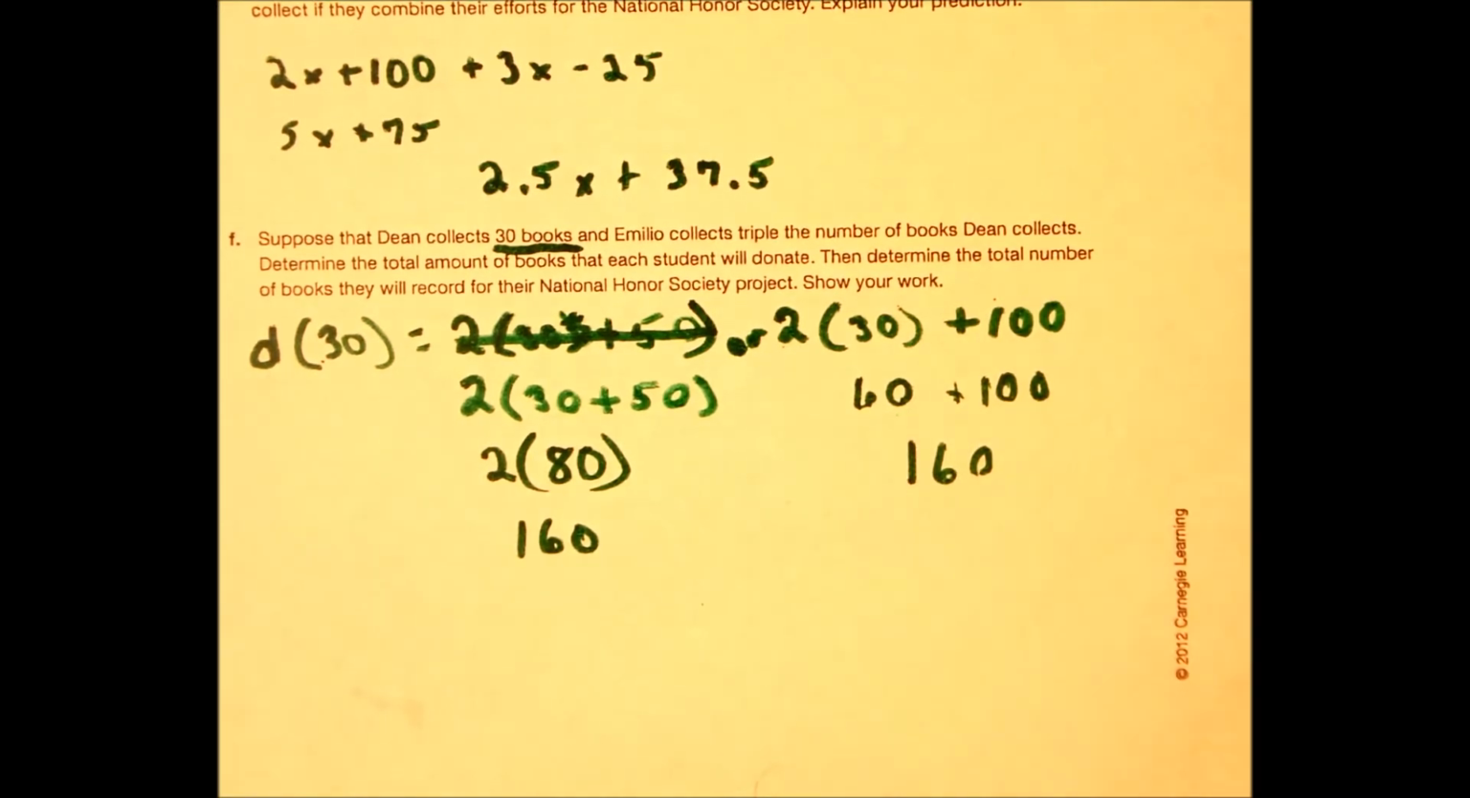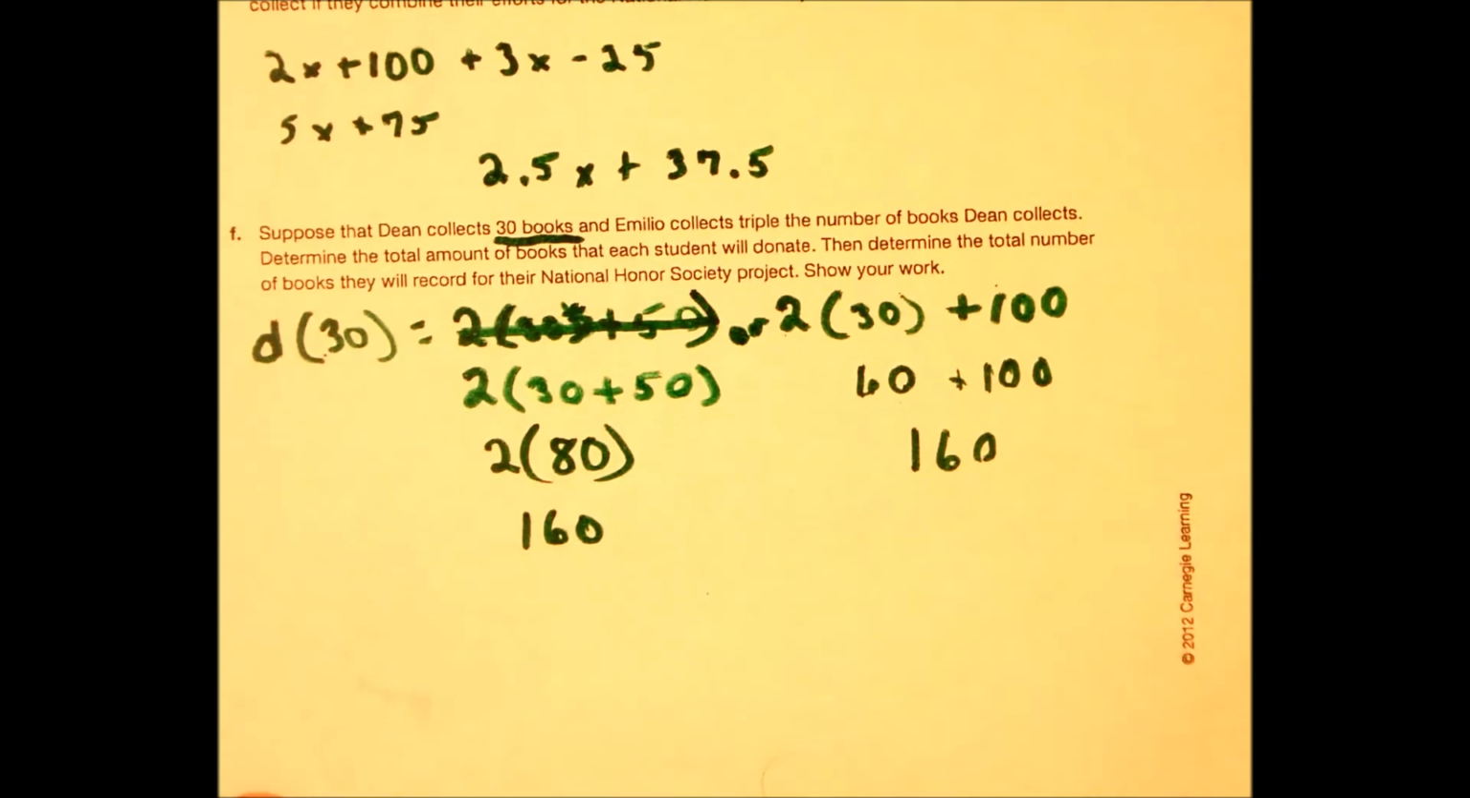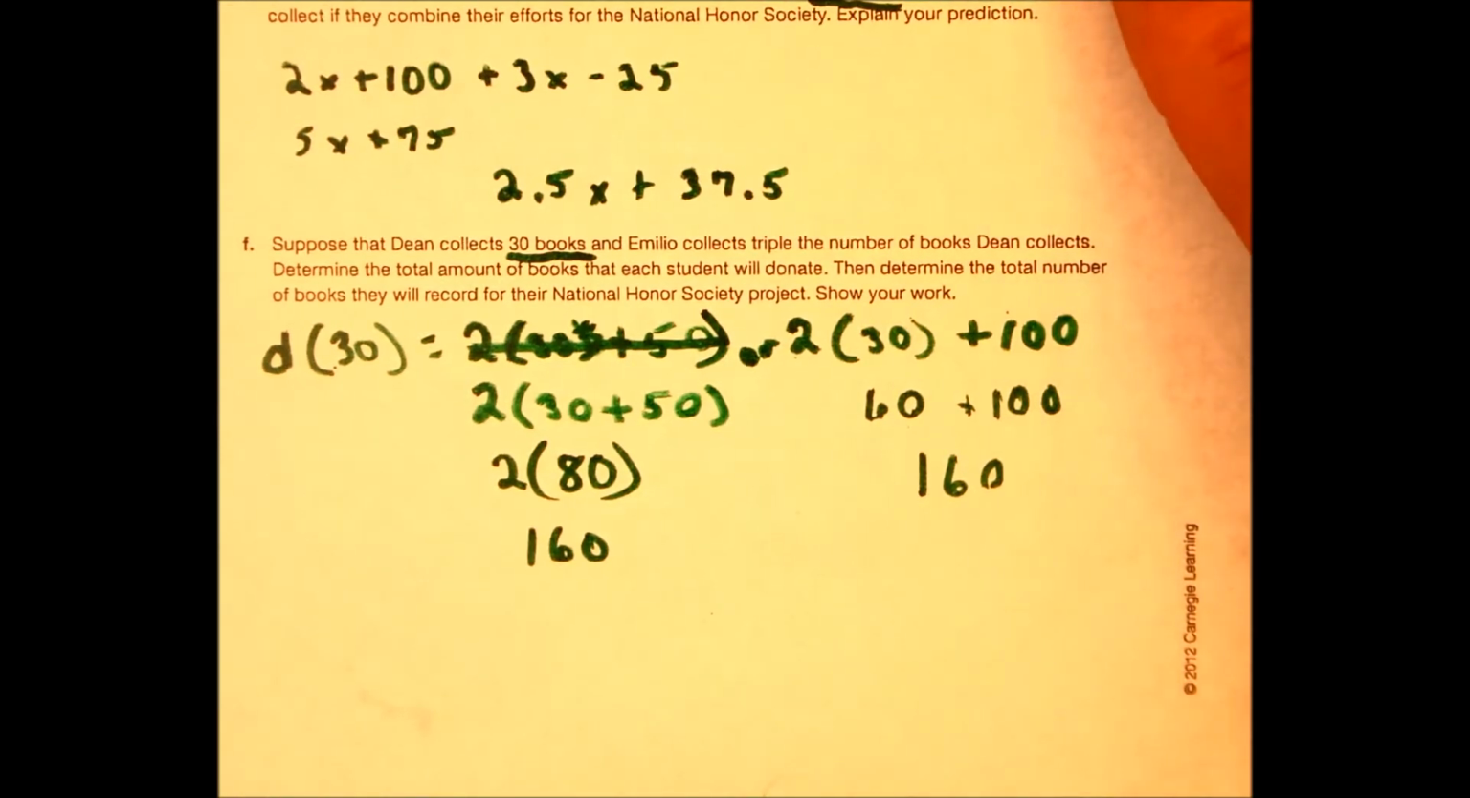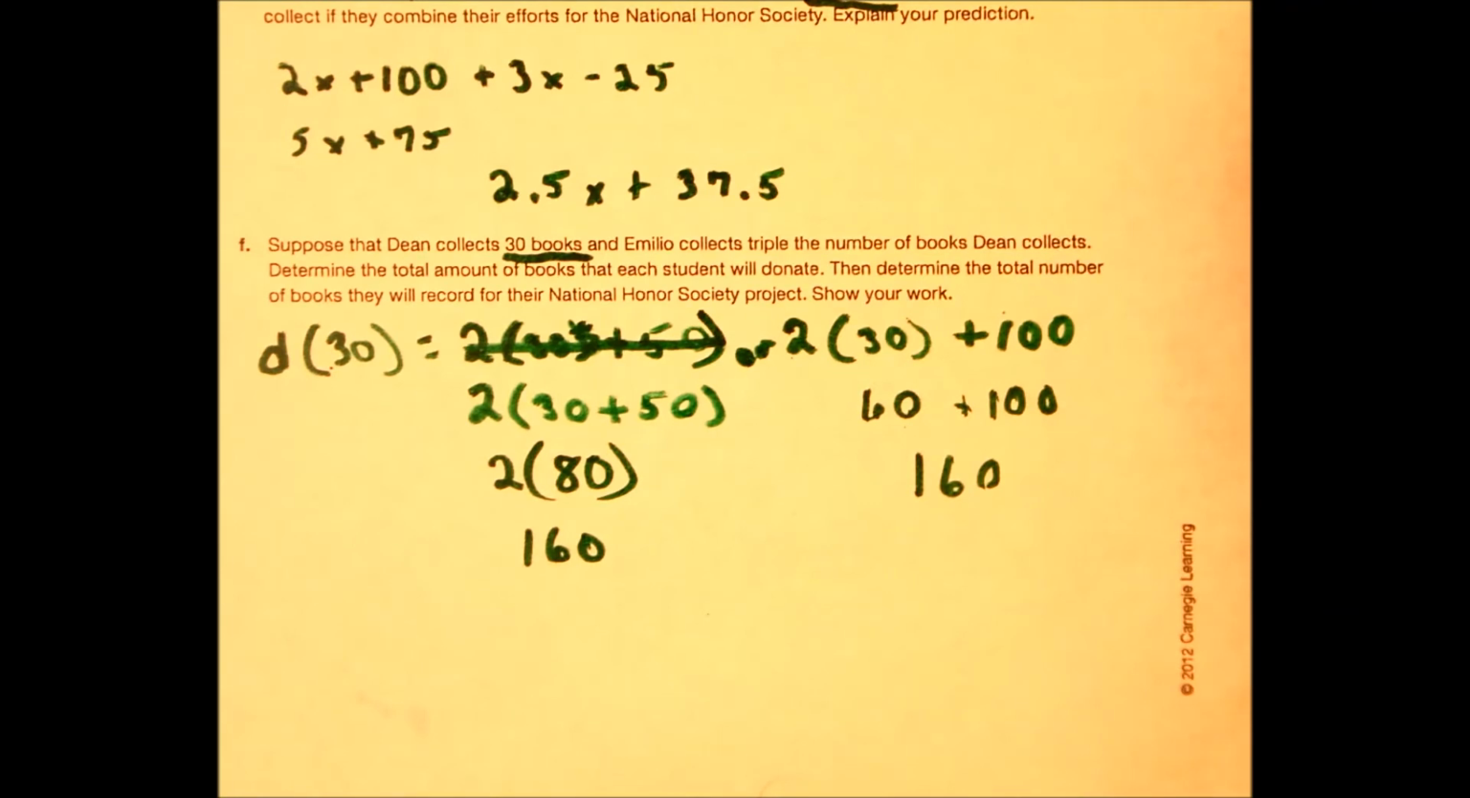Now, it says Emilio collects triple the number of books Dean collects. So now I'm going to take Dean's amount and plug it into Emilio's function, correct? Well, how many did Dean really collect? Dean collected how many? 30. This is where you got to be careful.